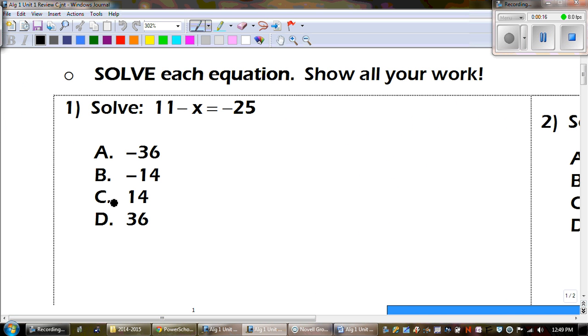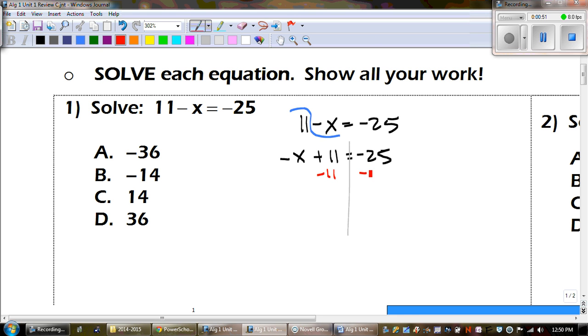Okay, we have 11 minus x equals negative 25. So what I'm going to do is rewrite it over here so I've got a little bit more room. Now, sometimes it's hard to know what step to do first, so I'm going to make sure that I put the variable first, and it's a negative x, and that is a positive 11. And that really helps me when I'm trying to solve this. So I want to get the variable by itself, which means I'm going to subtract 11 from both sides.